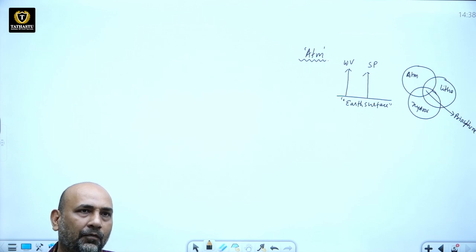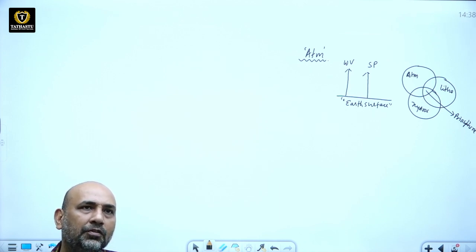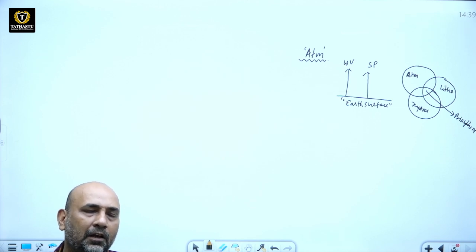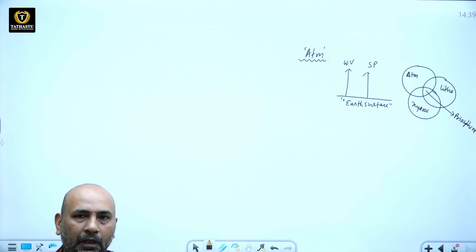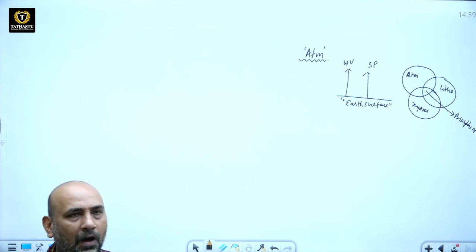Like this time, amount of water vapor in the rainy season in the atmosphere is high. During the summers, it was low. Suspended particulates were high during the winters. Suspended particulates are low with the rainfall. Getting this thing?